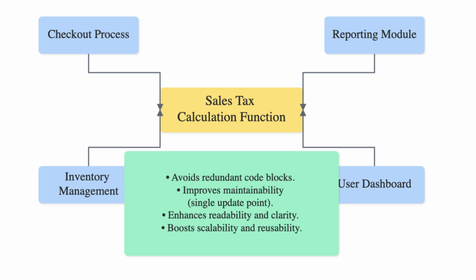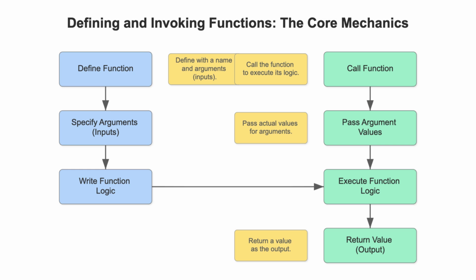One of the most crucial principles in software development is DRY, don't repeat yourself. This principle advocates for reducing repetition of software patterns, replacing them with abstractions, or, in our case, functions. Imagine an e-commerce platform where you calculate sales tax in 5 different places in your code. If the tax rate changes, you'd have to update all 5 locations. This is not only tedious, but highly prone to errors. By encapsulating that sales tax calculation into a single function, you define it once and reuse it everywhere. This dramatically improves maintainability, as any changes only need to be made in one place.